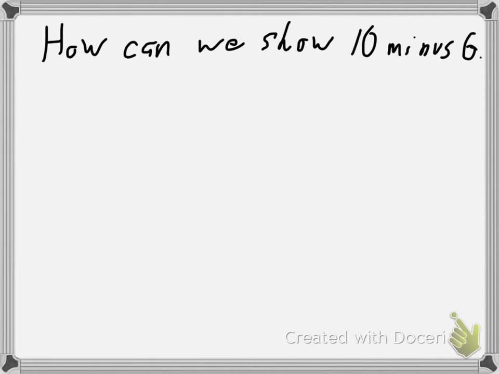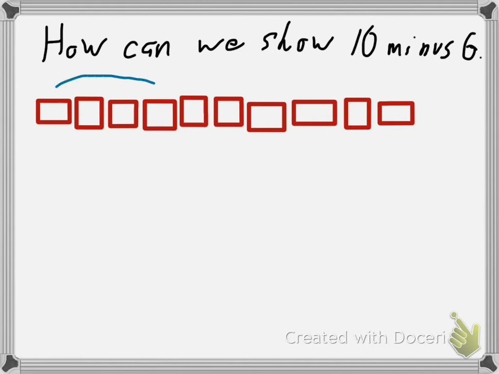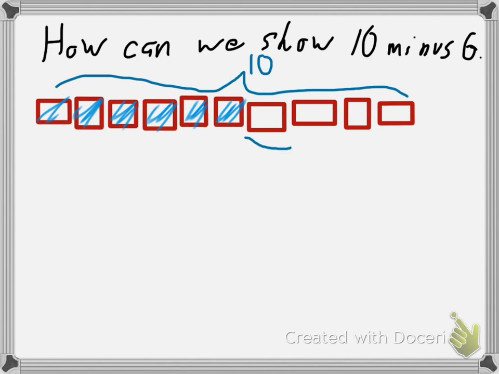Our next example, how can we show 10 minus 6? Again, I want to show a tape diagram for 10 minus 6. So 1, 2, 3, 4, 5, 6, 7, 8, 9, 10. Here's 10. And now if I subtract 6 from that, that'd be like taking away 6. So 1, 2, 3, 4, 5, 6, which leaves us with 4.